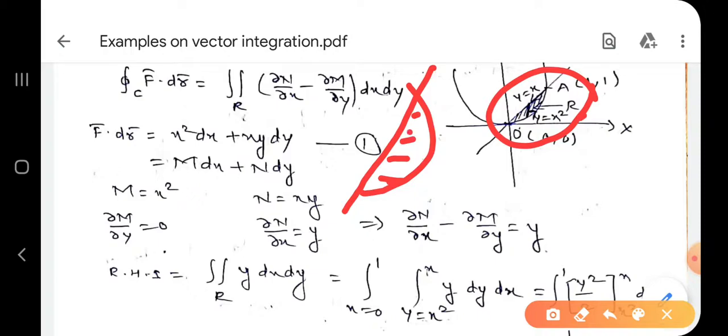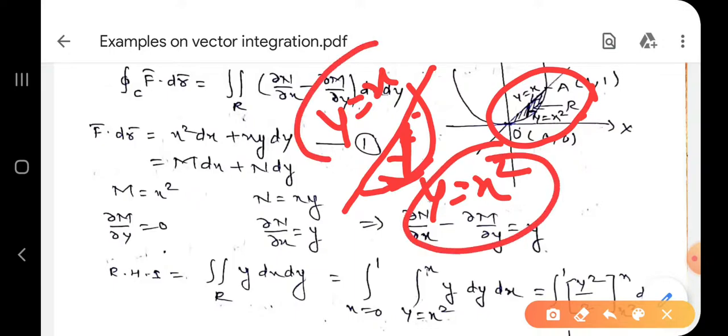Now consider a strip parallel to the y-axis. The lower end of the strip is on the curve y equal to x square, and the upper end is on the line y equal to x. So what are the limits of y? y equal to x square to y equal to x.